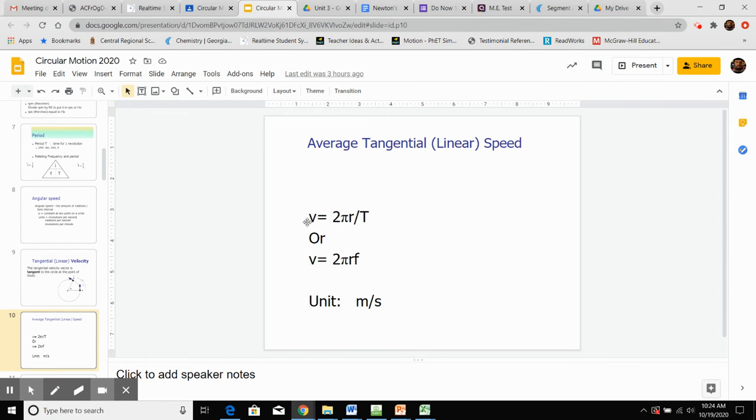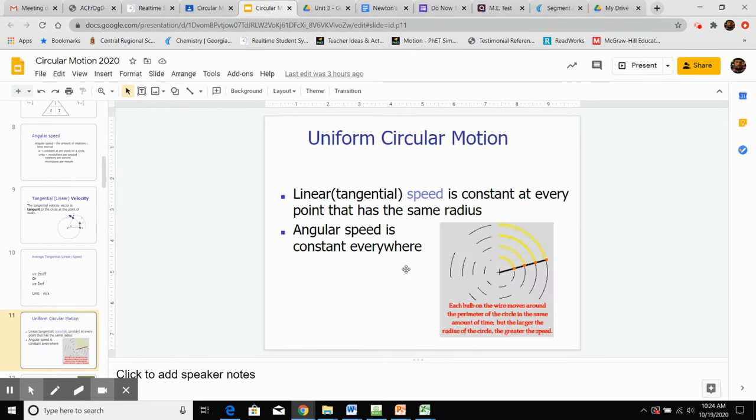Now, to solve for that, there's two equations that I'm going to ask you guys to use. Velocity is going to be 2 pi r over the period, or 2 pi r times f. Either one of those will give you the exact thing that you're asked to solve for. Units are going to be in meters per second. So your tangential speed is going to be greater the farther away from the circle you go. The angular speed is constant everywhere.